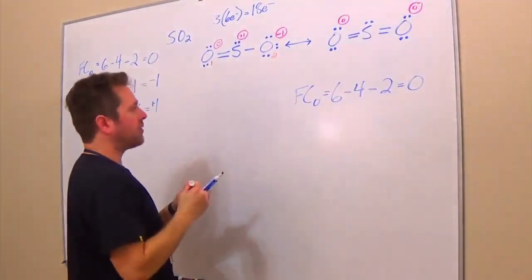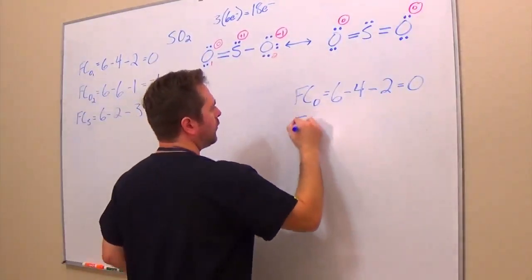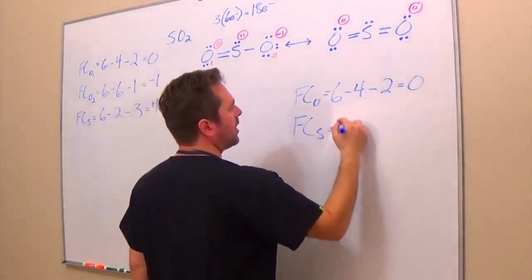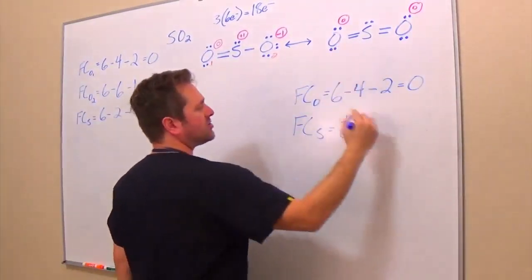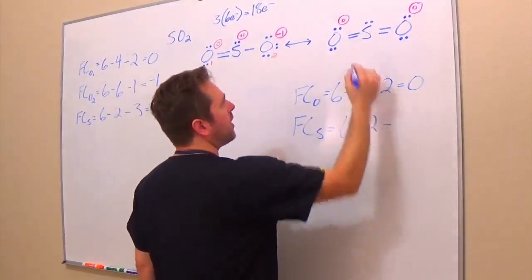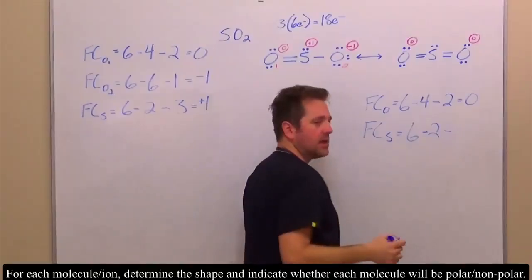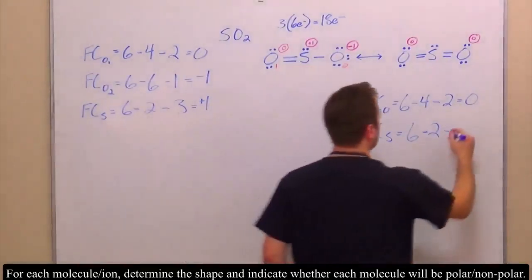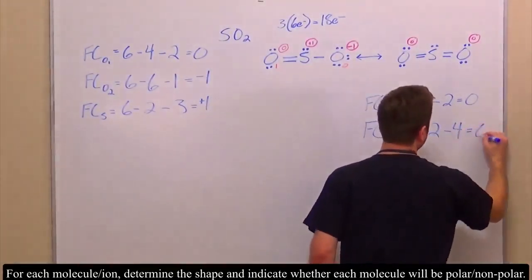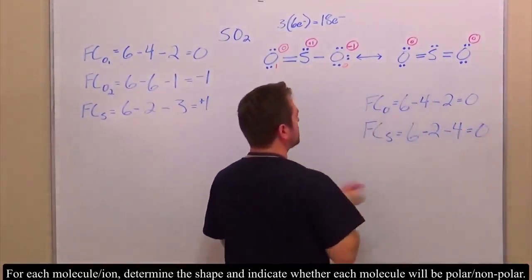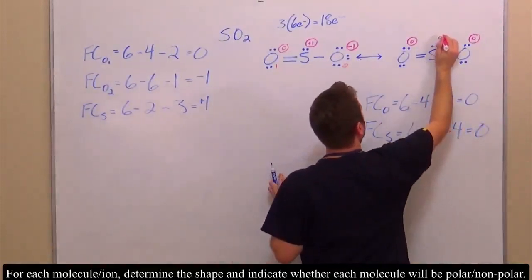Alright, what about the sulfur? Formal charge of sulfur. This time, group 6 minus 2 unbonded electrons minus 2, 4, 6, 8 divided by 2 is 4. Look at this, folks. Its formal charge is 0. So what does this mean?